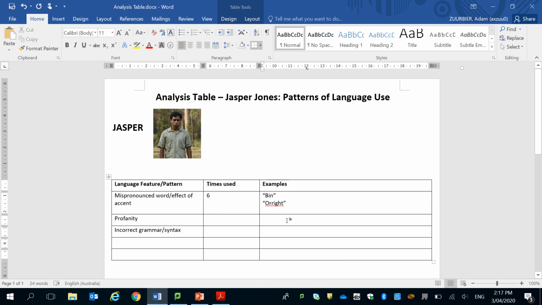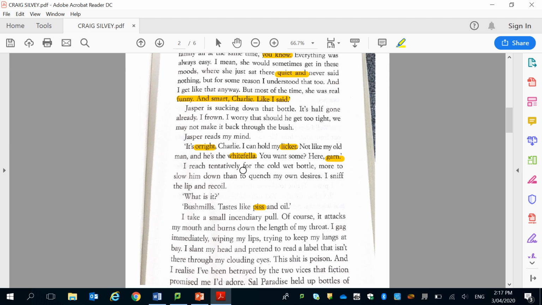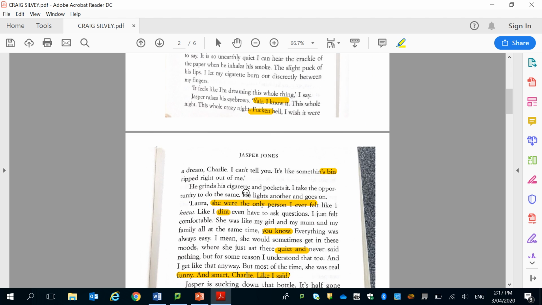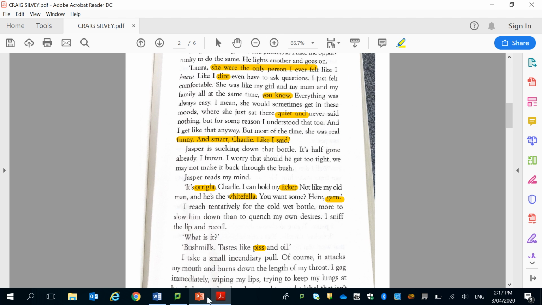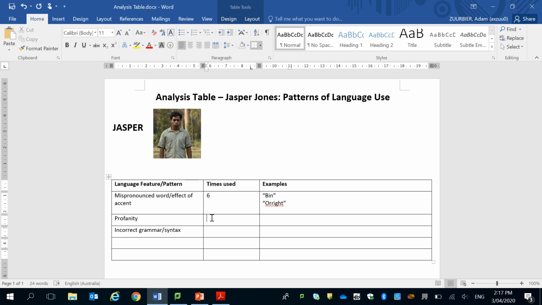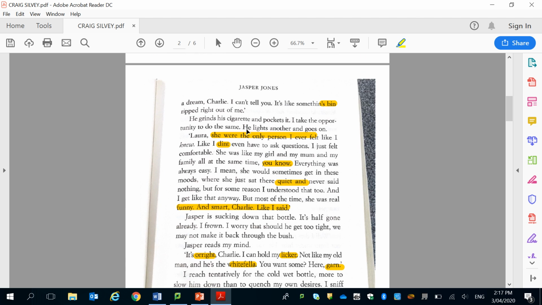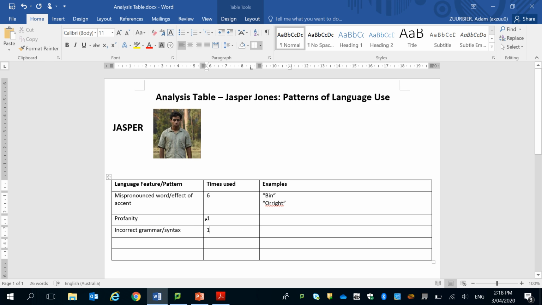Profanity, I don't know that we need to write the examples in there. Let's just count up the amount of times that it's used on these first 2 pages. So 1, that's enough I think, just 1 so far, and then we've got 1 incorrect grammar and syntax. And let's put that example in, which is "She were the only person I ever felt like I knew." Let's put that in. "Laura, she were the only person I felt like I knew."